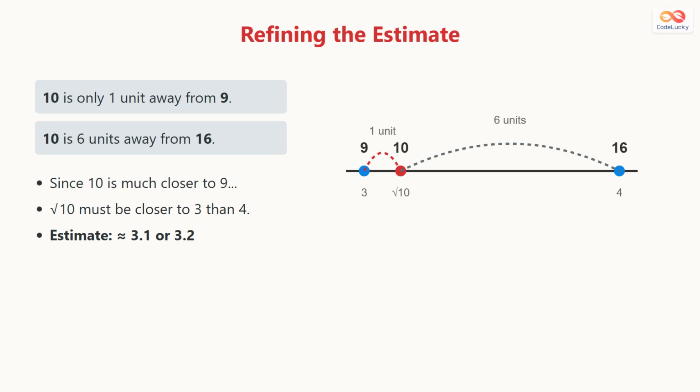We can get even more precise. Notice that 10 is only 1 unit away from 9, but it is 6 units away from 16. Because 10 is much closer to 9, its square root will be much closer to 3. A good estimate would be 3.1 or 3.2.